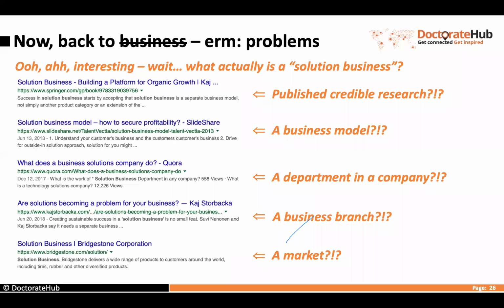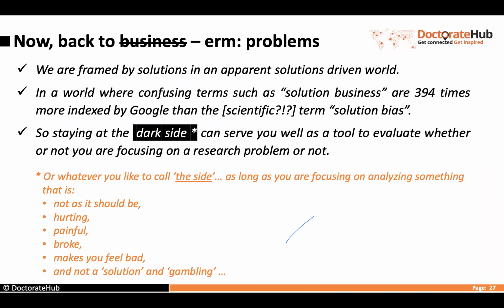And I invite everyone to do the test oneself and to understand what type of results Google produced. So, what does that mean? We are framed by solutions in an apparent solutions-driven world, where each tool that is available to us comes with a solution bias. So we need to be very sure about what we are doing, because we can, as we have just seen, not rely that much on the help of technology.